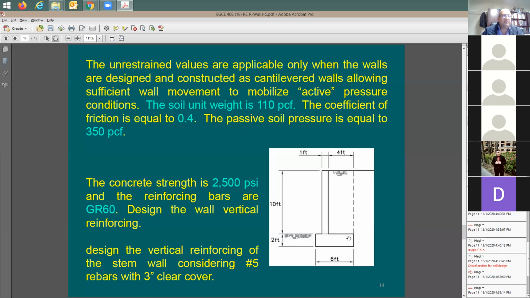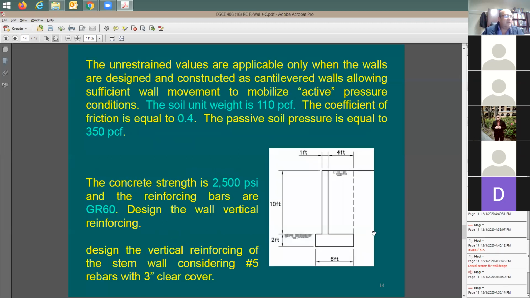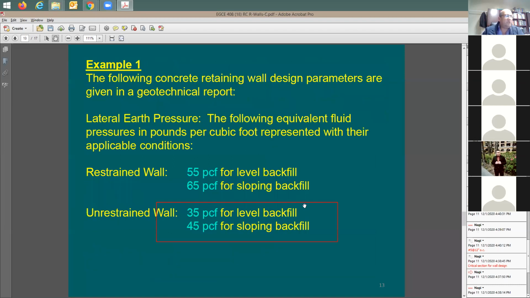Here is the wall given to you. Is this restrained or unrestrained? Unrestrained, so it's going to be cantilever. So I need to go with this one. I'm going to be going with this box, right, for the pressure. Is this level or sloping? See, this is level, right? So which pressure should I use in this case?